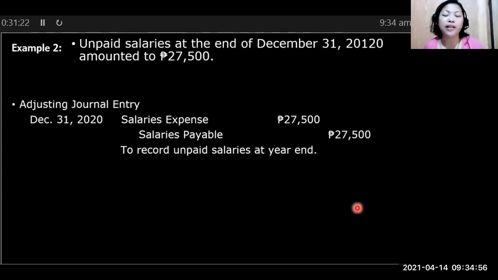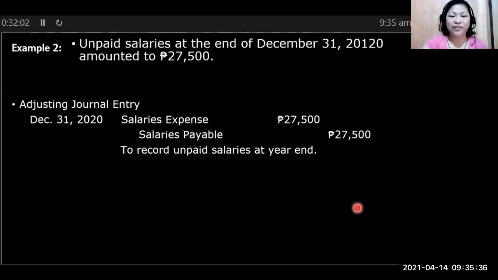Another example. Unpaid salaries at the end of December 31, 2020 amounted to 27,500. This needs to be adjusted because your employees have already rendered their service to your company and yet you were not able to pay their salaries yet. So you have to make an adjusting journal entry. You debit salaries expense, then you credit salaries payable, because it is your liability already to pay those salaries to your employees.